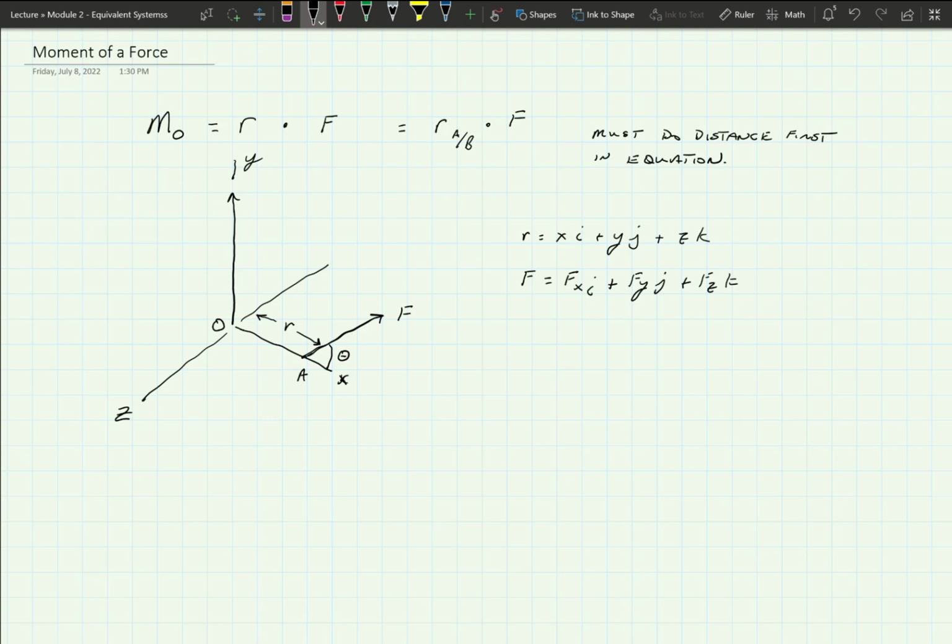But what we're really looking for is this. We want to see what this moment would be here. So this is our moment about O. Force F is going to cause some rotation about the origin, or point O in this place. Let's see, what else do I want to tell you about this before we go on?